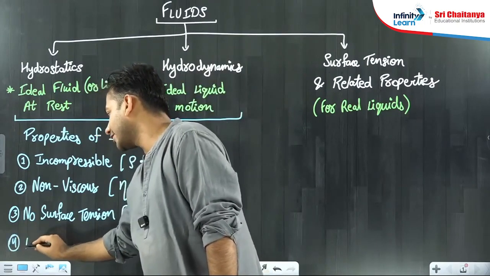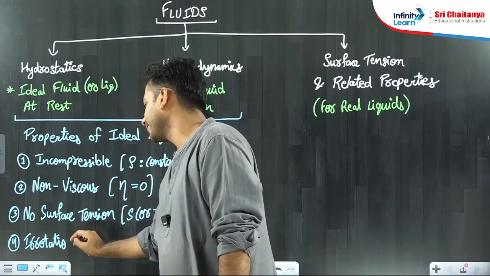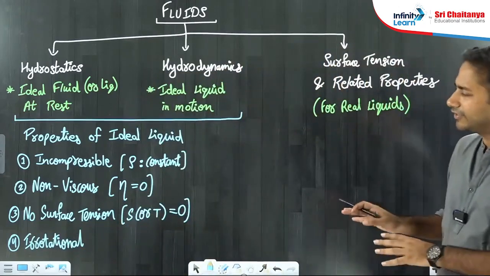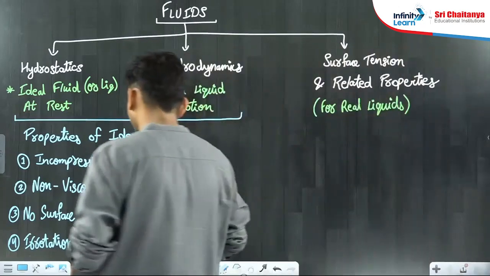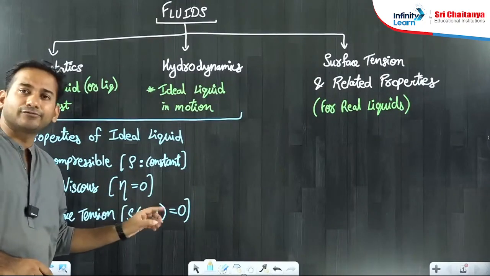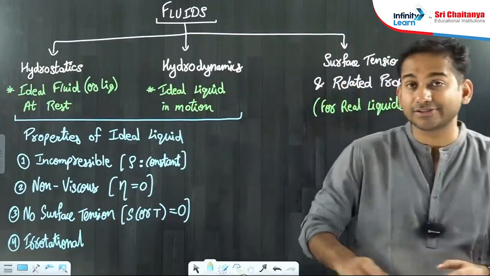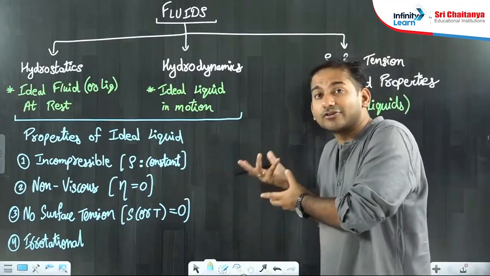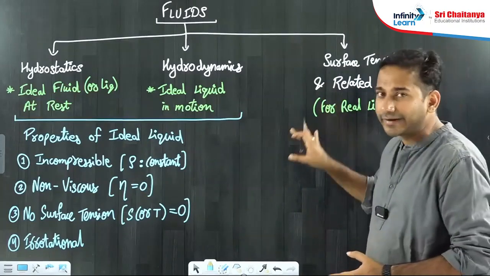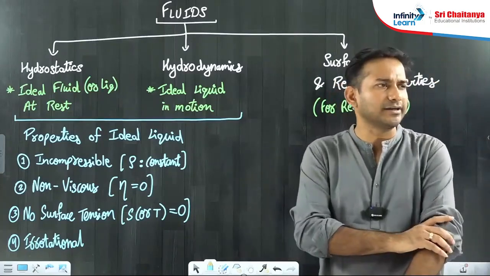Number four, irrotational. The angular velocity of liquid molecules is not there. But anyways, we are not going to deal with this property in detail for the NEET syllabus. Overall, these are the four properties we get for the ideal liquid. For real liquids, obviously, these properties will not hold. Here we will find the viscosity, here we will find the surface tension, and in reality we can compress the liquid, so we are dealing with compressible liquids.